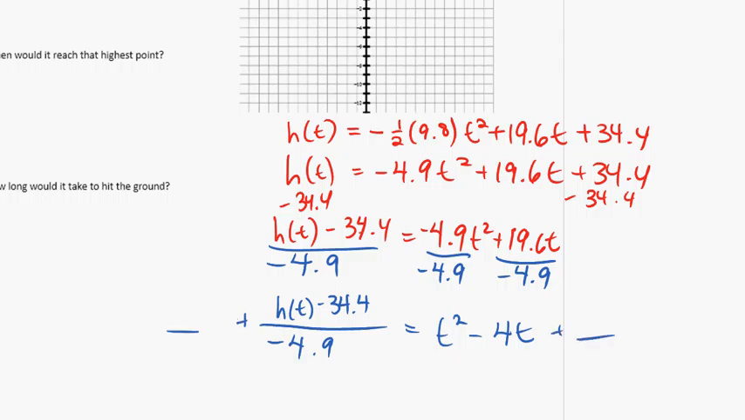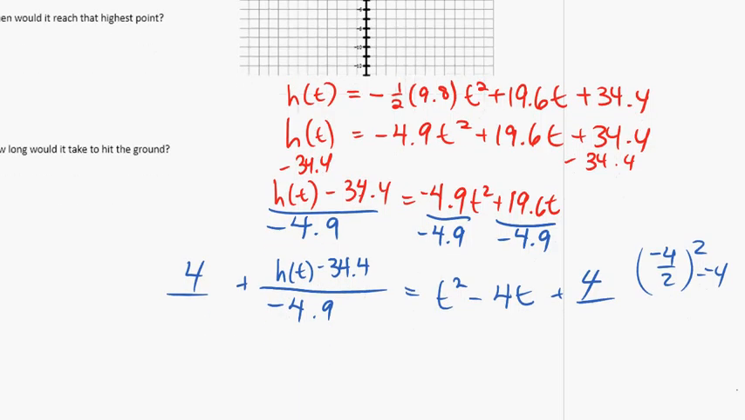Now I'm ready to complete the square. Plus what? Half of negative 4 squared should give me 4. So I'm adding 4 to both sides. So completing the square, this is t minus 2, quantity squared. So that's half of b. To make my life easier, I'm going to subtract 4 from both sides in this one step. So I'm left with h of t minus 34.4 all over negative 4.9.